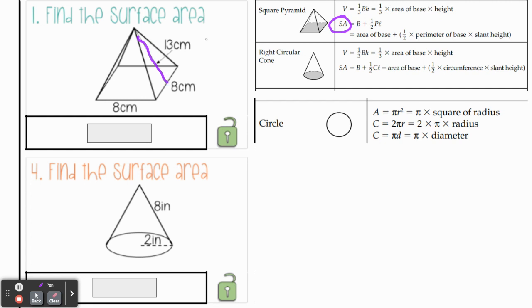Okay. So area of the base. So that's 8 times 8. So that's 64. So our area of the square is 64.